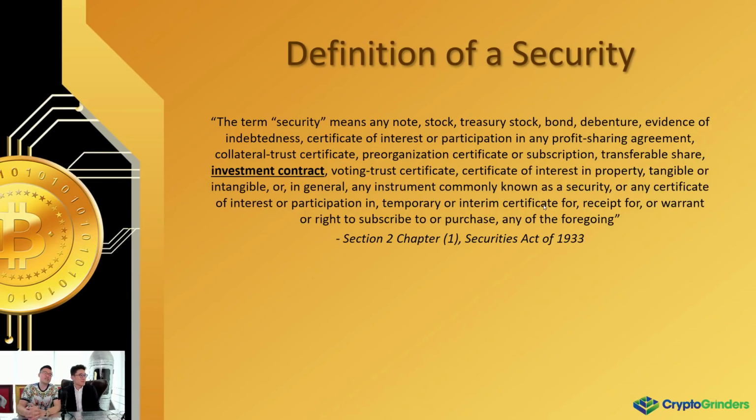Okay, so what is the definition of a security? Based on the definition, a security means any note, stock, treasury stock, bond, debenture, evidence of indebtedness, certificate of interest, or participation in any profit sharing agreement. So basically, most of the time they are investment contracts. A lot of the ICOs love to say that they're a utility token, but in actual fact, they are more of an investment contract.